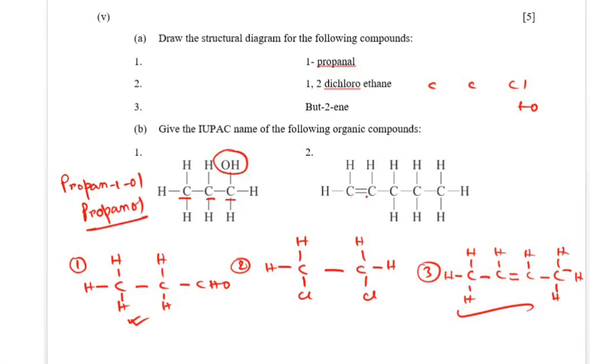Next, counting should start from here, because the double bond is present here. 1, 2, 3, 4, 5 carbons, meaning pent. So it is pent-2-ene, or pent-1-ene, or we can say pentene.